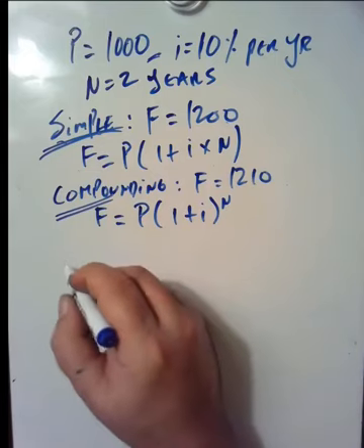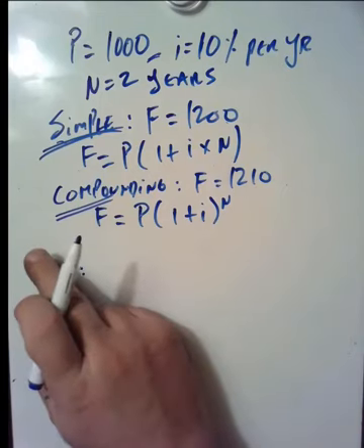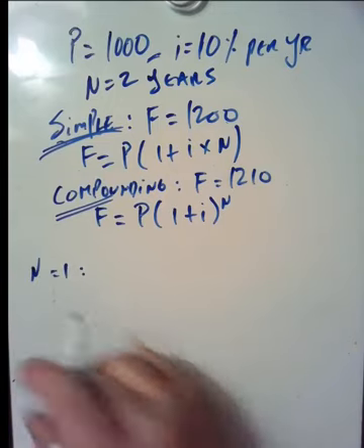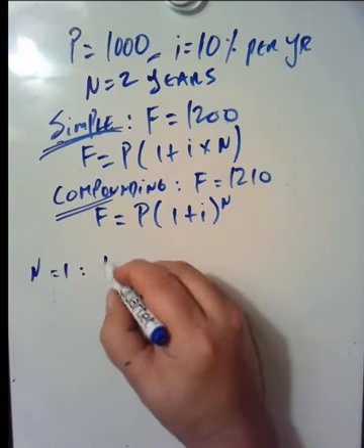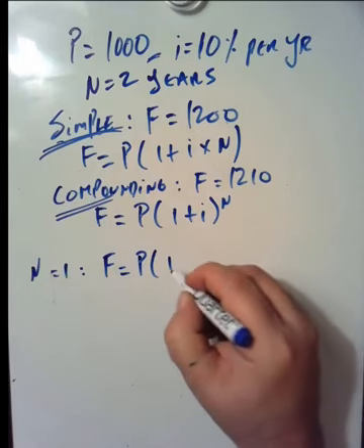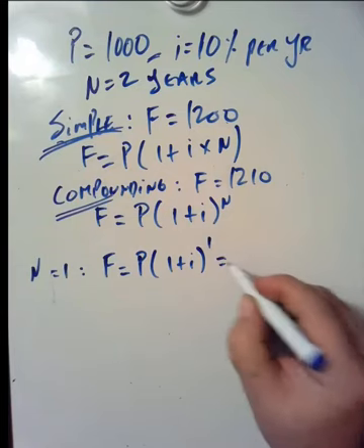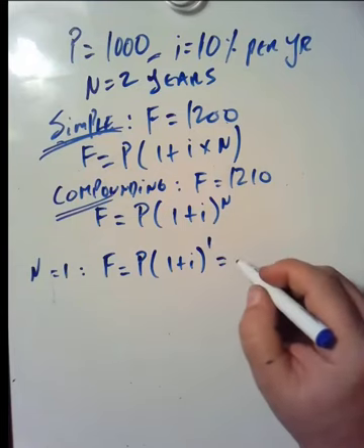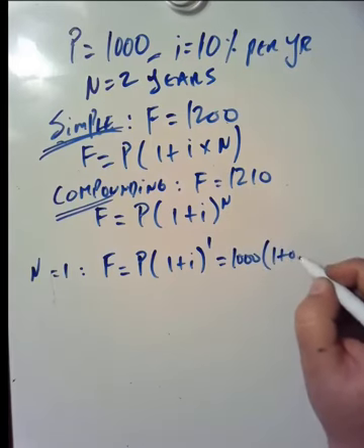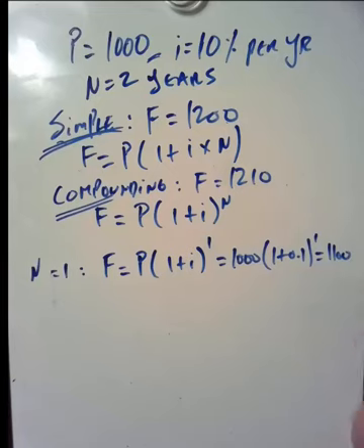Or in other words, how much money do we have at the end of time 1? Let's say when n is equal to 1. Well, we have how much money we put in, the present value, times (1 plus i) to the power of 1. This means that at the end of 1 year we have $1,000 times 1 plus the interest rate to the power of 1, which is $1,100.